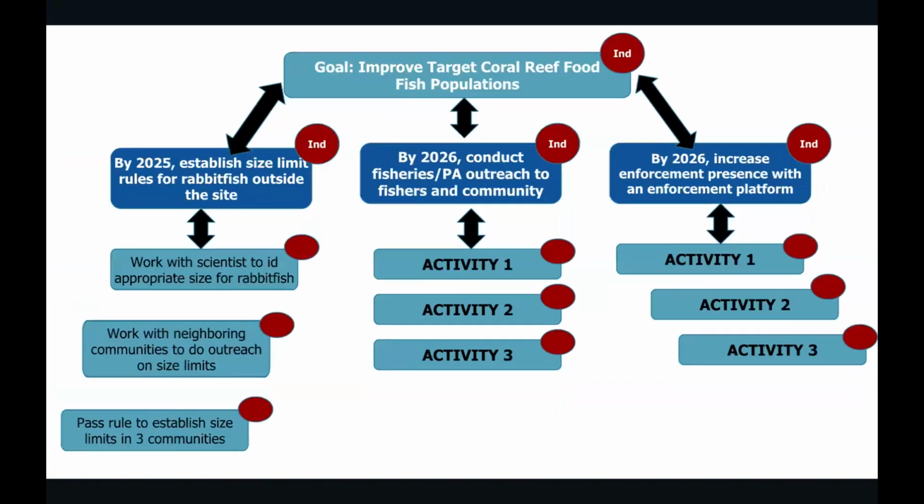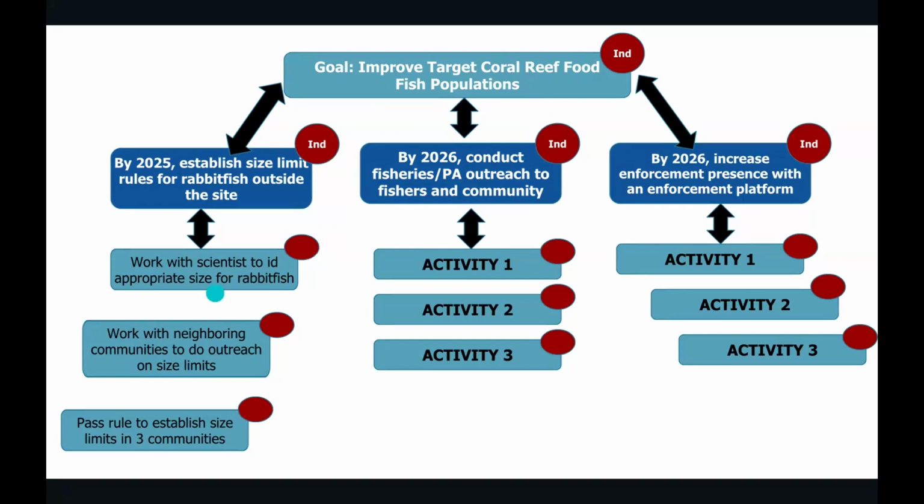So another quick example of this is, if our goal is to improve target coral reef food fish populations, an objective in our plan might be, by 2025, we establish size limit rules for rabbitfish outside the site. By 2026, we conduct fisheries and protected area outreach to fishers in the community. And by 2026, we increase enforcement presence with an enforcement platform.